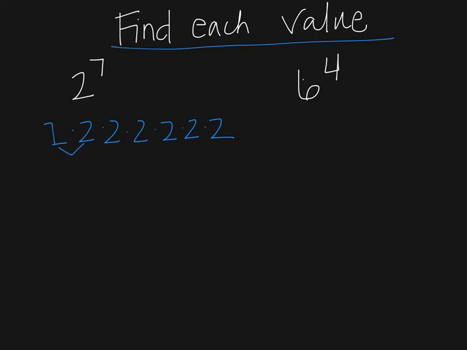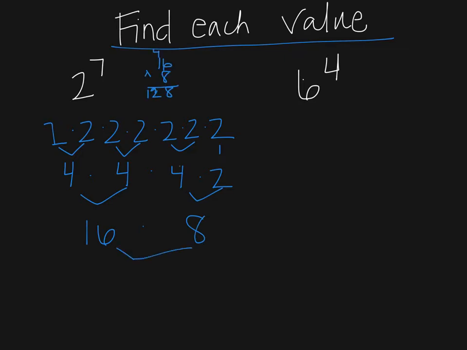Okay, so I'm going to do 2 times 2 is 4. 2 times 2 is 4. Do you see how I'm writing these little arrows to keep myself nice and neat? I need to multiply these together, and then I bring down my 2. 4 times 4 is 16. 4 times 2 is 8. 16 times 8, let me figure that one out. When I multiplied that out, I got 128 is my answer.